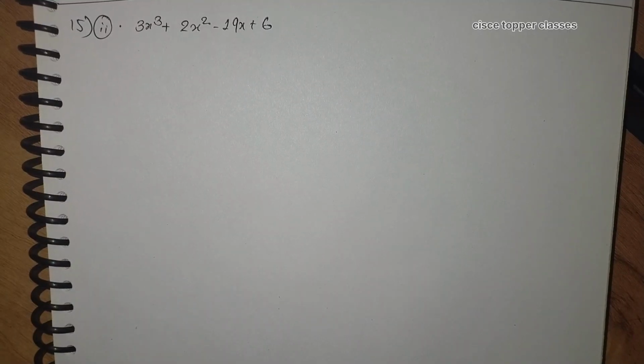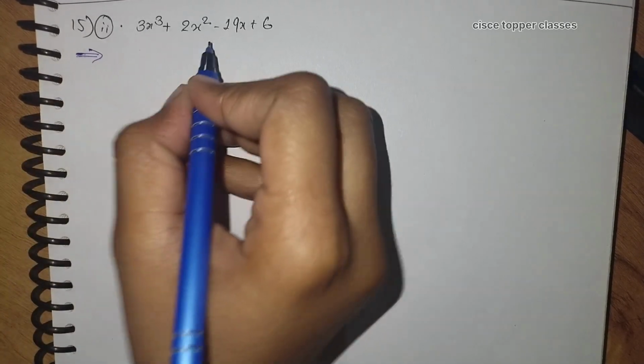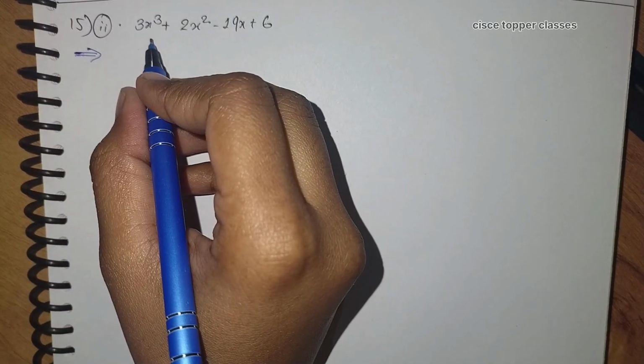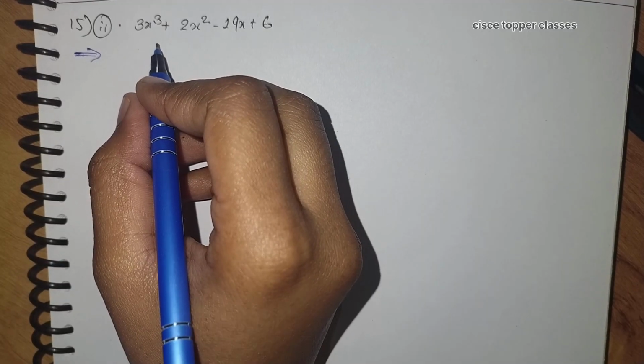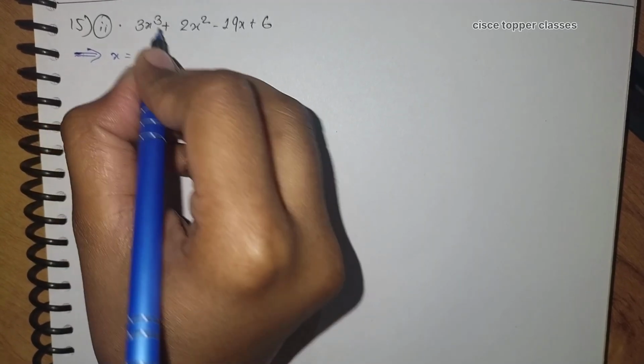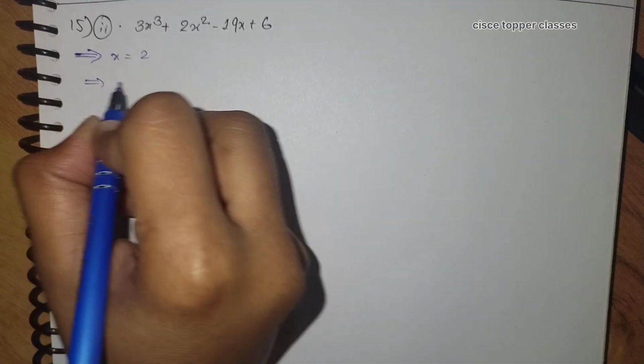Let us solve question number 15, second part. If we solve this part here, we know we have to factorize it. So firstly, by the factor theorem and remainder theorem, we can find the factor here. If we put x equal to 2, the whole equation becomes 0.